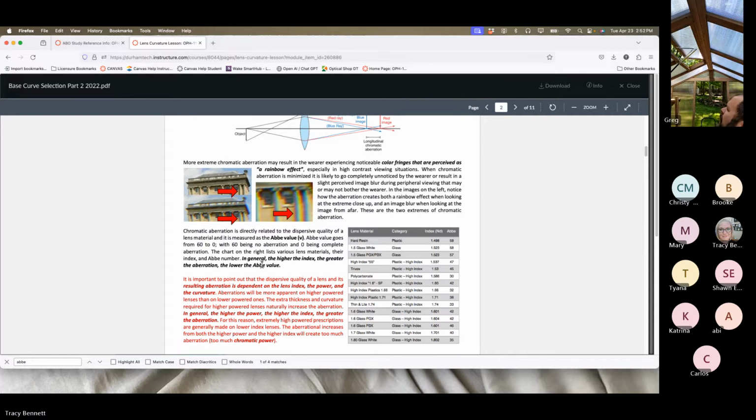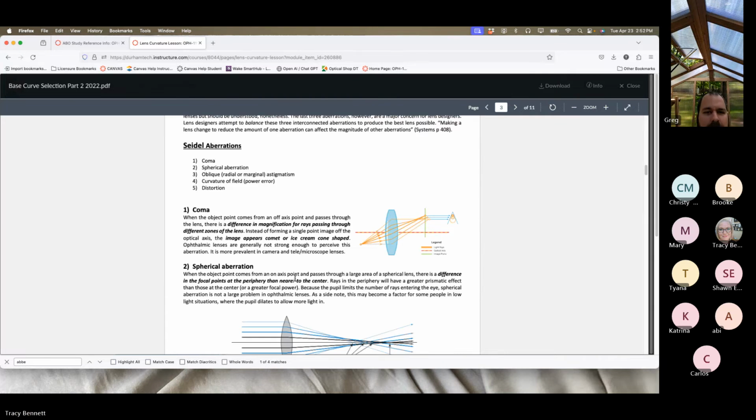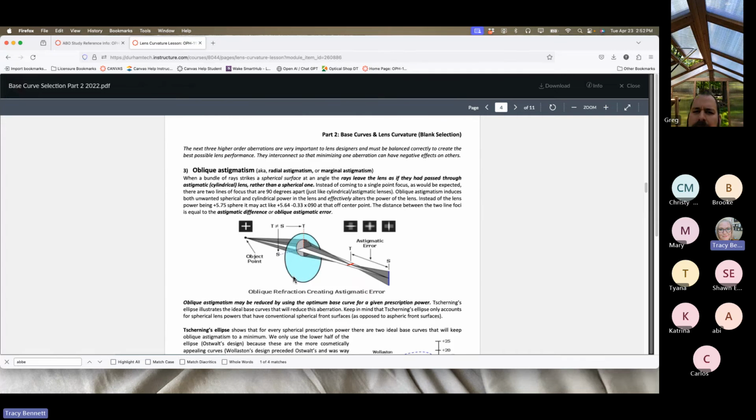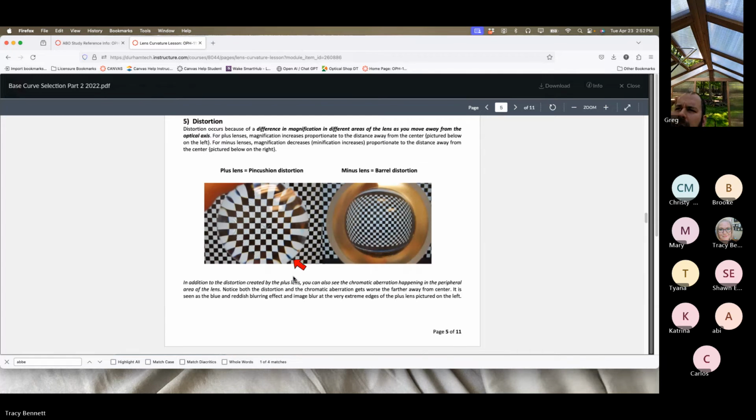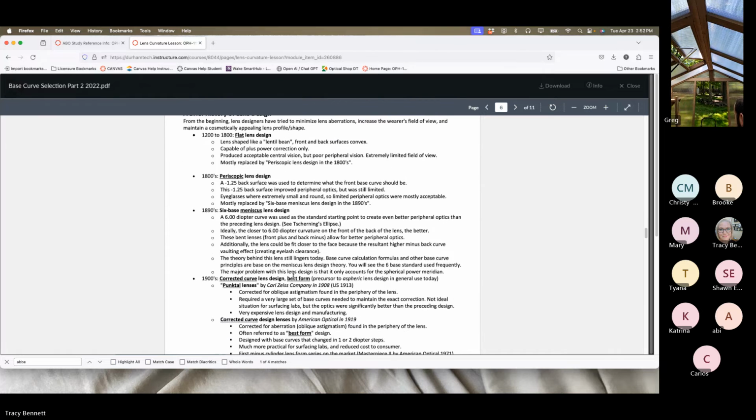Let's see. Yeah. And then you've got your distortions, history of lenses. I did want to point this out.